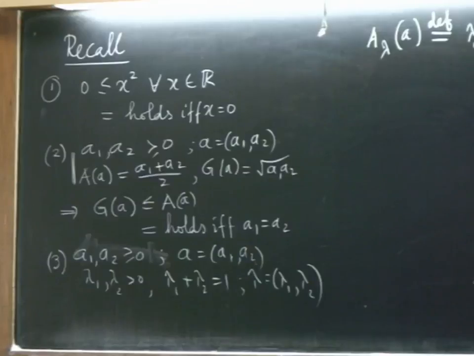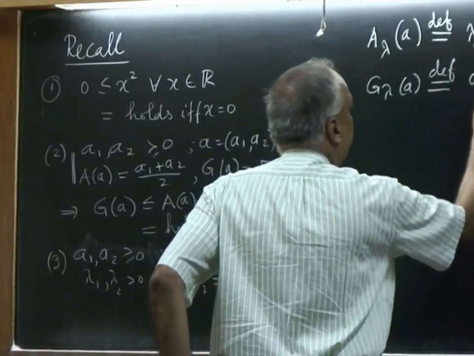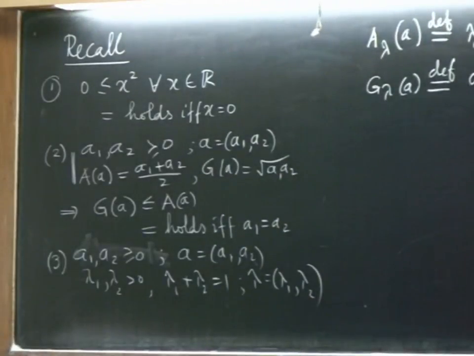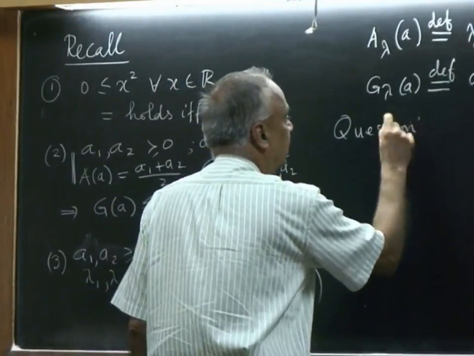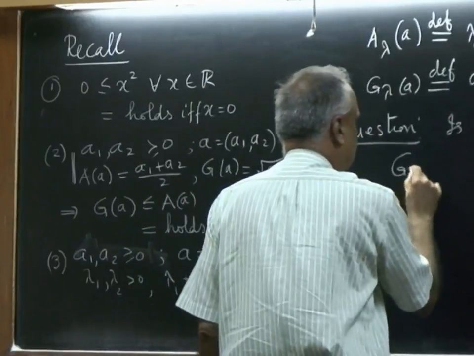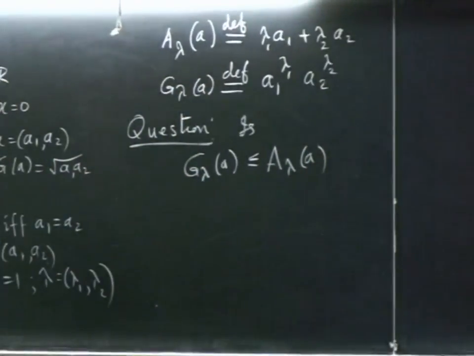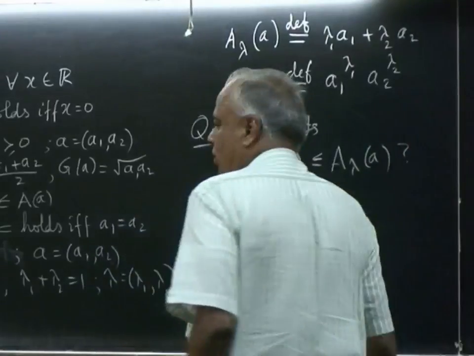A1 plus A2 by 2. And similarly, we define the weighted geometric mean to be A1 power lambda 1 times A2 power lambda 2. Again, when you take lambda 1 equal to lambda 2, you get the standard geometric mean, square root of A1 A2. So, this is a weighted geometric mean and weighted arithmetic mean. The question was, does the arithmetic geometric mean inequality also hold for the weighted means? This was the question that we asked. Okay. So, now we will look at this question.